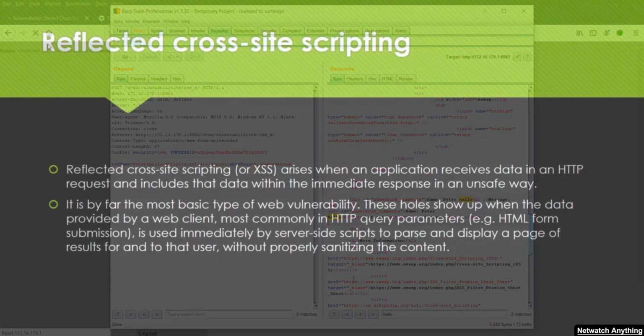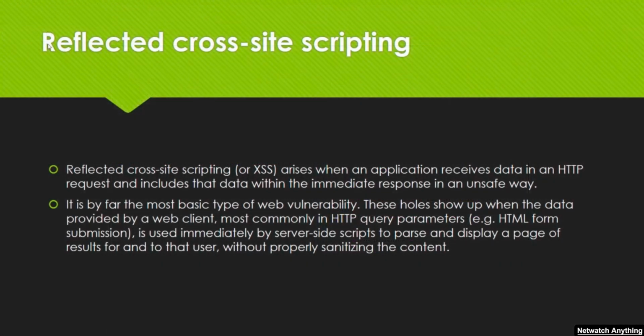Hello friends, welcome to the next tutorial of bug bounty hunting program. In this tutorial, we will talk about what is reflected cross-site scripting. Reflected cross-site scripting, or XSS, arises when an application receives data in an HTTP request and includes that data within the immediate response in an unsafe way. It is by far the most basic type of web vulnerability.